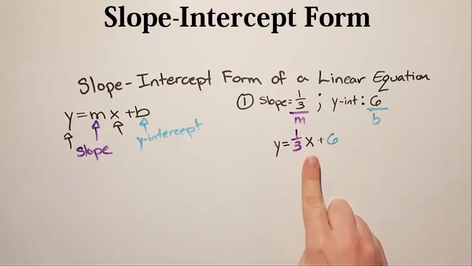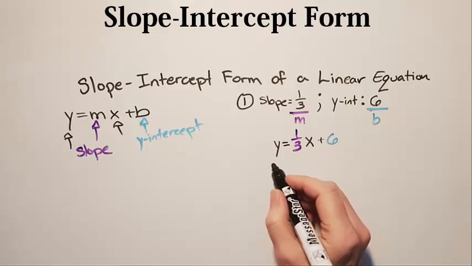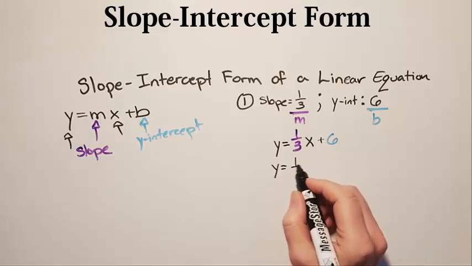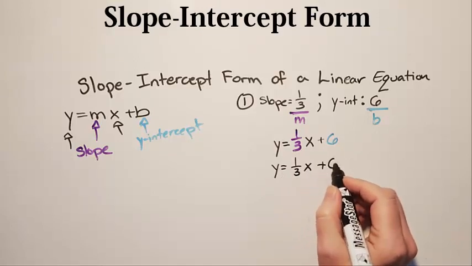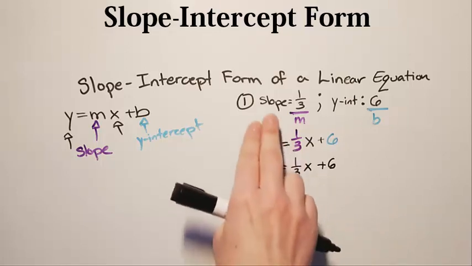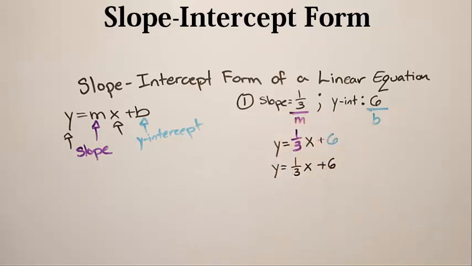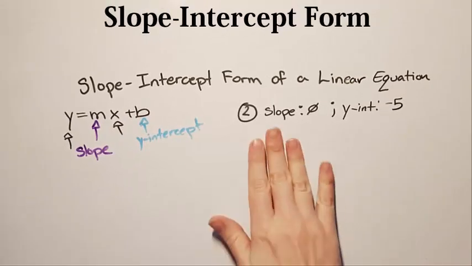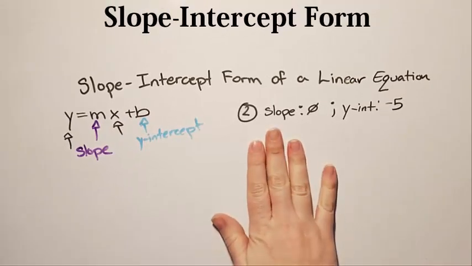Any number connected to the variable x is going to be the slope. Slope is always connected to the variable x. So what is your final answer? Your answer is y equals 1/3 x plus 6, which would be the slope-intercept form of the line if you graphed it with that information they gave us. And you're done.